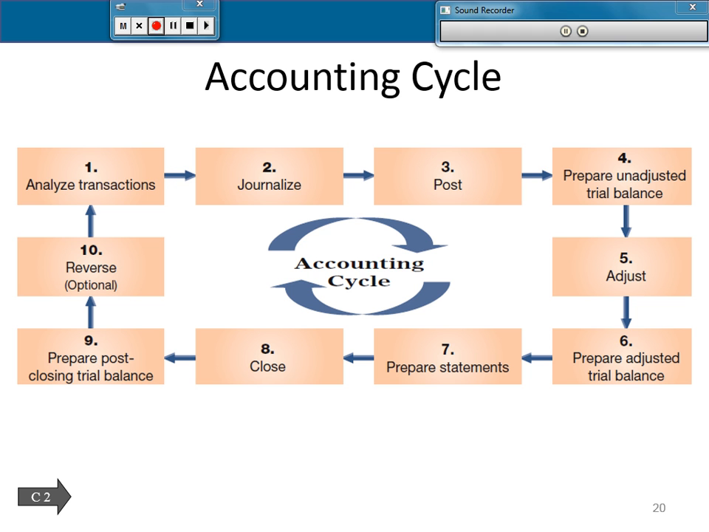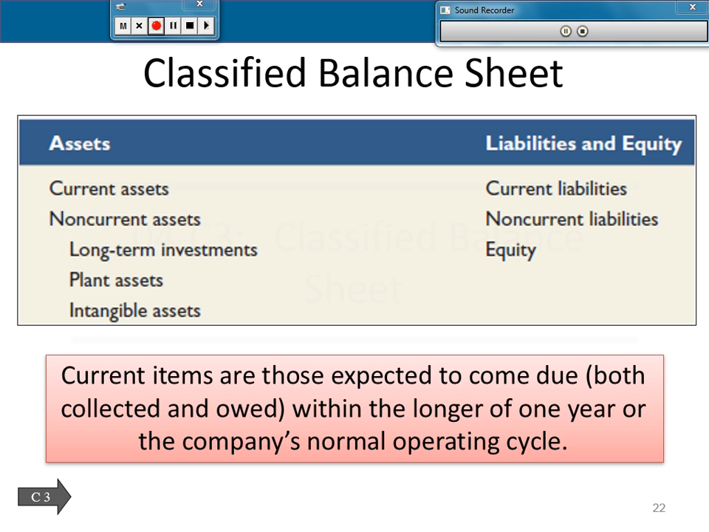Step 1? Step 3? Reversing entries can be the same as adjusting, which means you have to go back and do an adjusted trial balance and prepare financial statements, right? And then do closing entries all over again, and then do a post-closing trial balance. But that's very minimal.